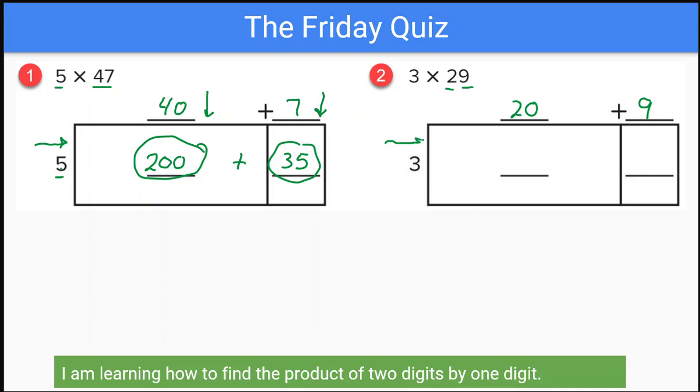Car 3 is driving this way. Car 20 is driving this way. Car 9 is driving this way. 3 and 20 are going to crash right here. 3 and 9 are going to crash right there. And then you just want to add those up. This will be a partial product. This will be a partial product. And when you add them together, you get the full product. Kids, you're learning how to find the product of 2-digit numbers by 1-digit numbers.